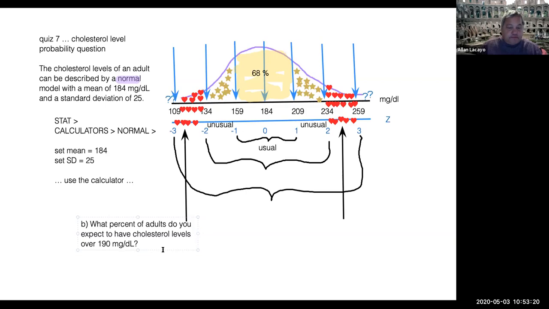Ciento noventa. Cool. And so basically what you're interested in is to find the area that's covered over 190. So you're basically wanting from about here all the way to the right. So you want this area here from 190 all the way to the right.